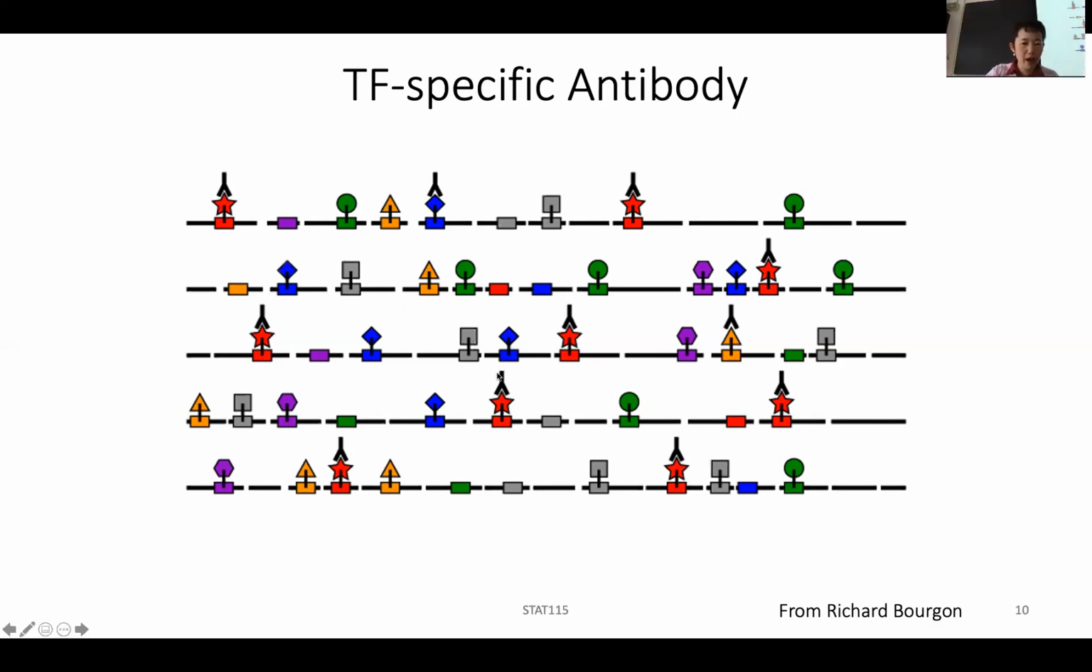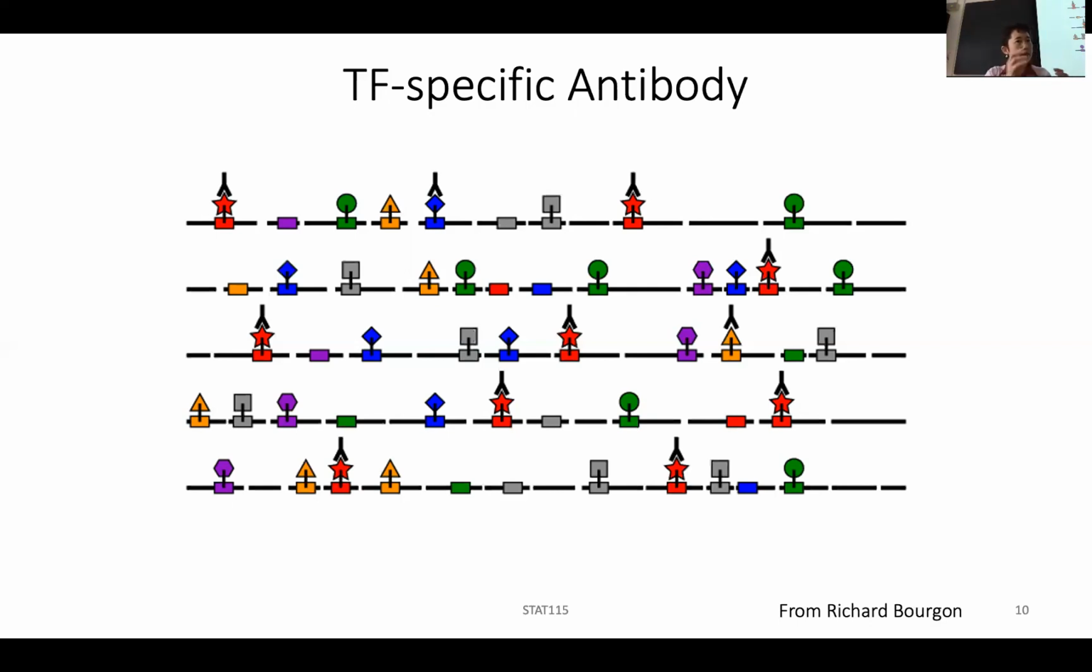In this case, we are interested in this red star protein, and there is already an antibody that has been raised which uniquely recognizes the red star protein. You can add the antibody to this solution. You basically break up the cell, the DNA, the chromatin is already sheared into small pieces, and you use the antibody to interact with all the red star protein.